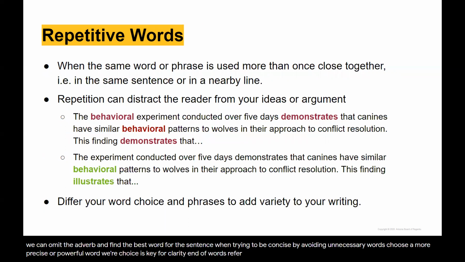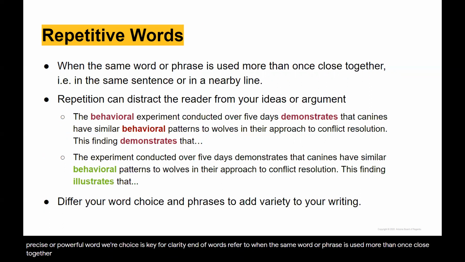Repetitive words refer to when the same word or phrase is used more than once close together, i.e., in the same sentence or in a nearby line. Repetition can sometimes distract the reader from your ideas or argument. Here's an example. Note the repetitive words in red.